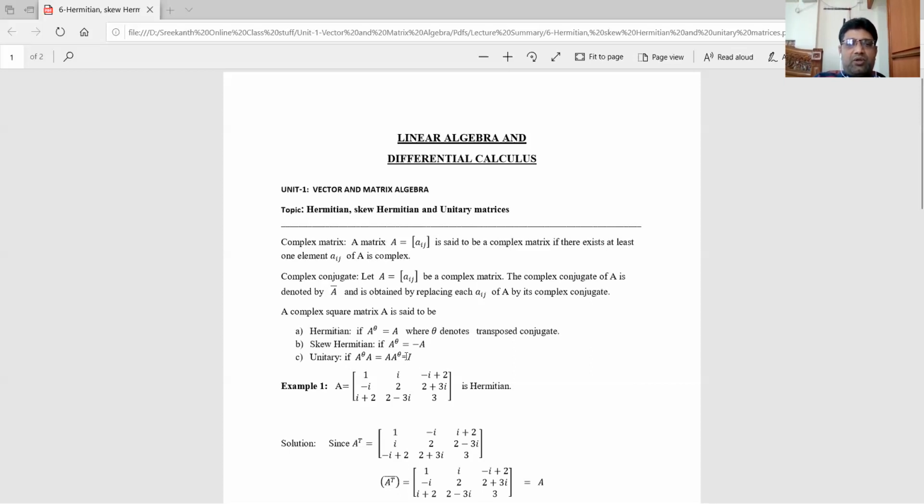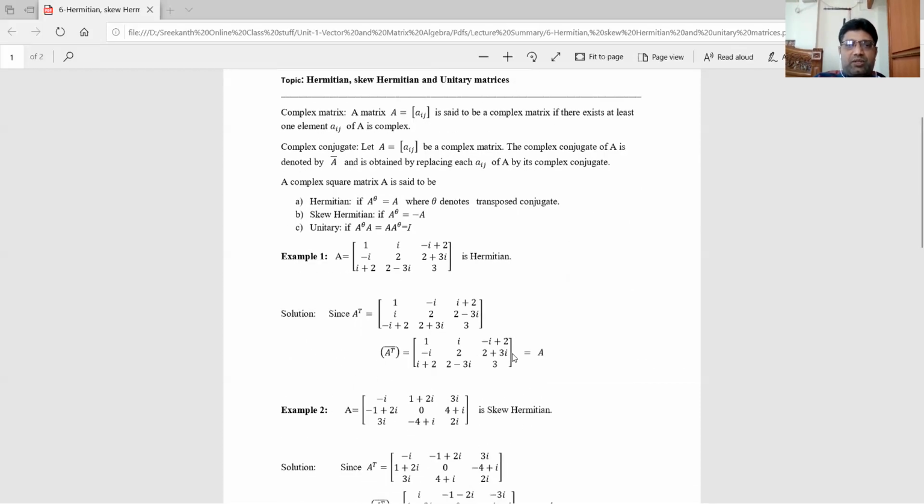The counterparts we can see in real matrices: there we come across symmetric, skew symmetric, and orthogonal, whereas in complex we see Hermitian, skew Hermitian, and unitary. There it is a real square matrix and here it is a complex square matrix. That's the difference. A slight change in notations you will also see. Now we see some examples on this.